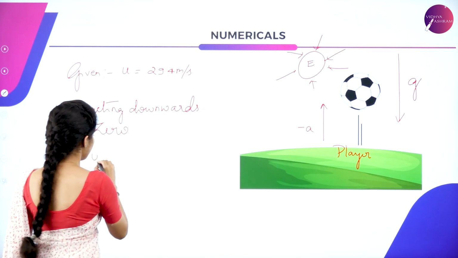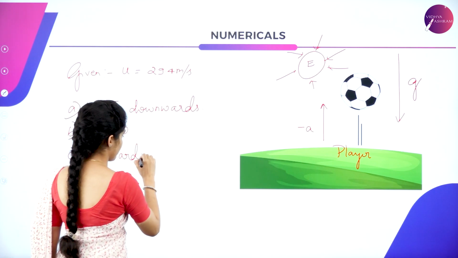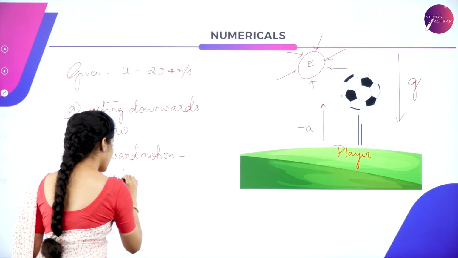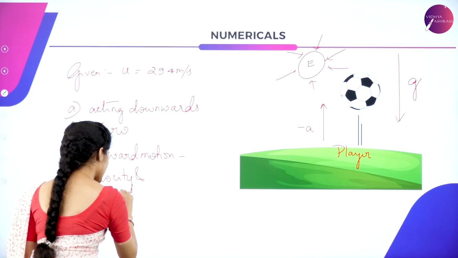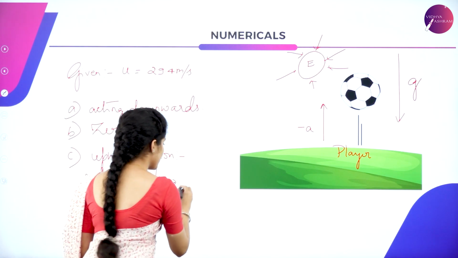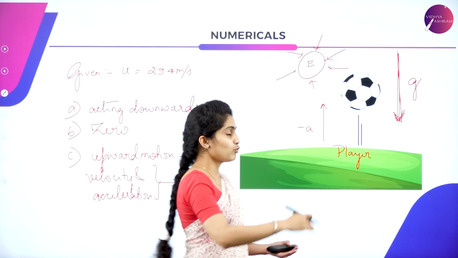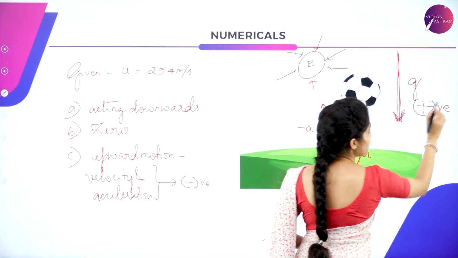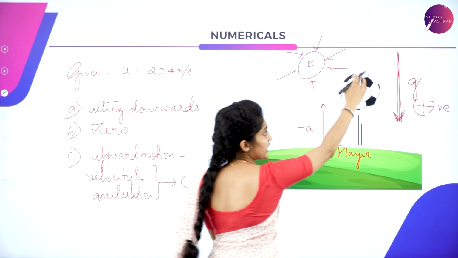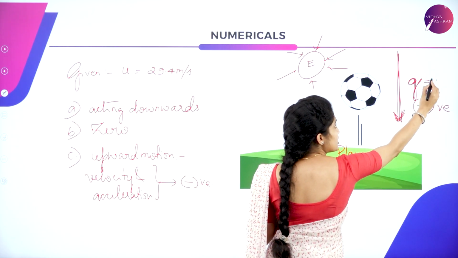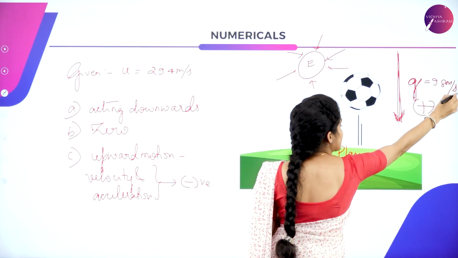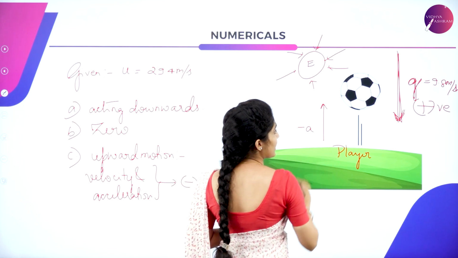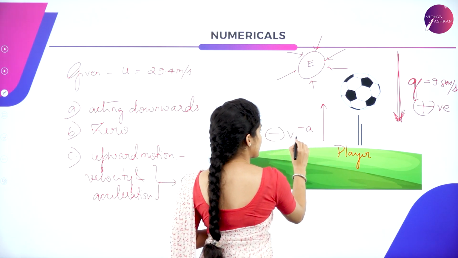During upward motion, the velocity and acceleration of the ball are said to be negative, because whatever acts downwards has a positive acceleration or positive velocity. Anything which is acting against this acceleration due to gravity g, which has a value of 9.8 meter per second square, is said to be negative.